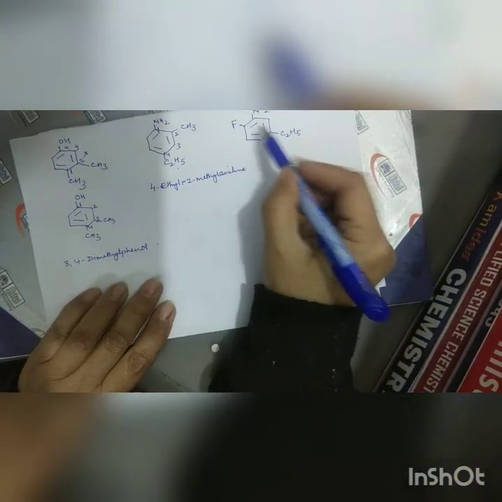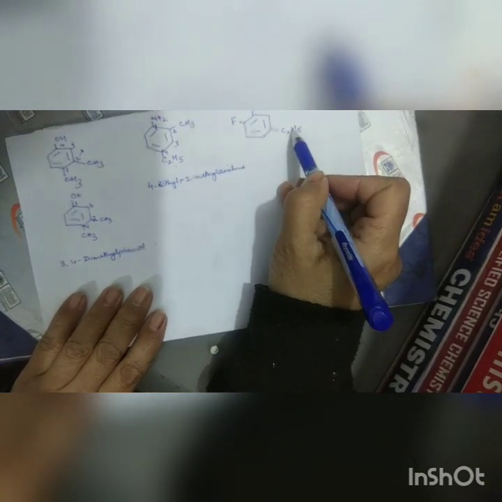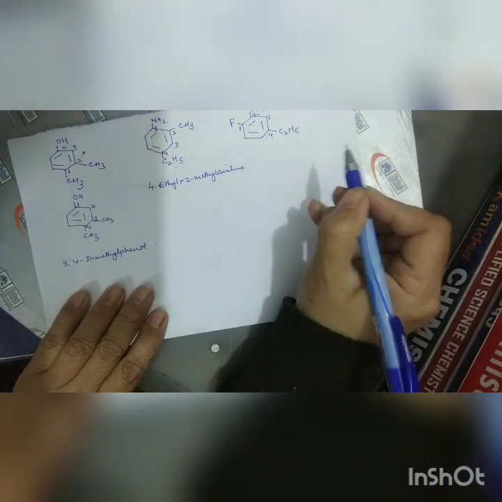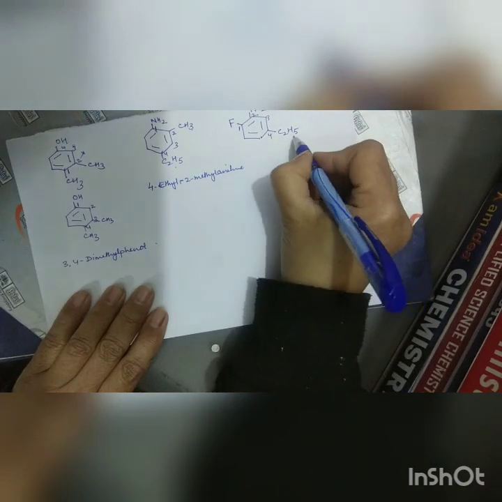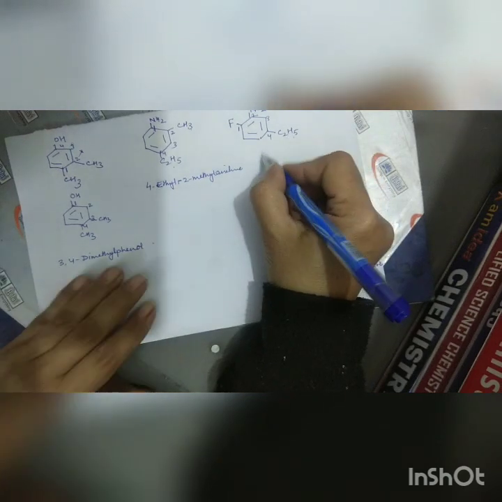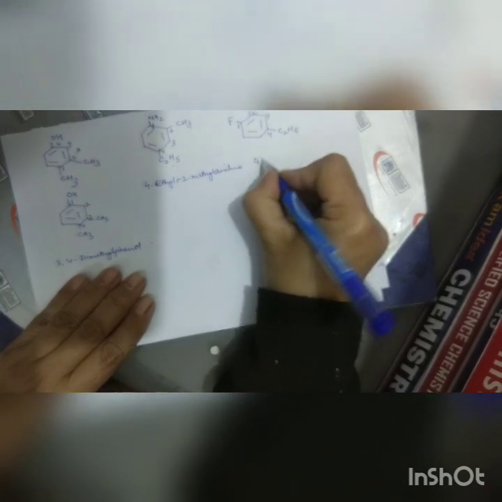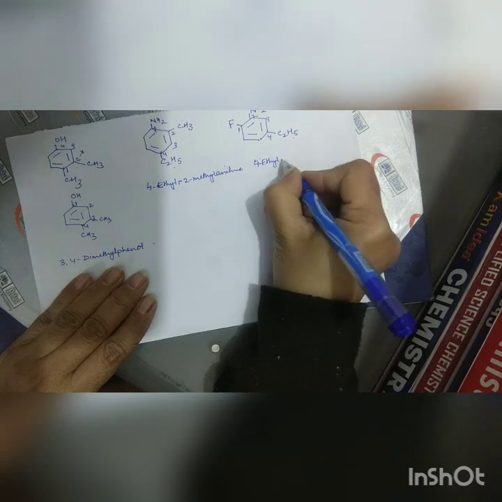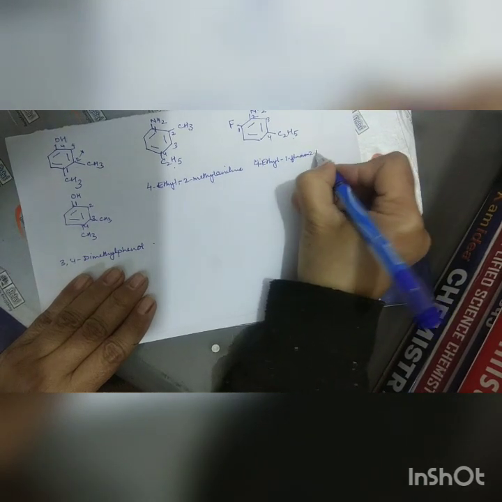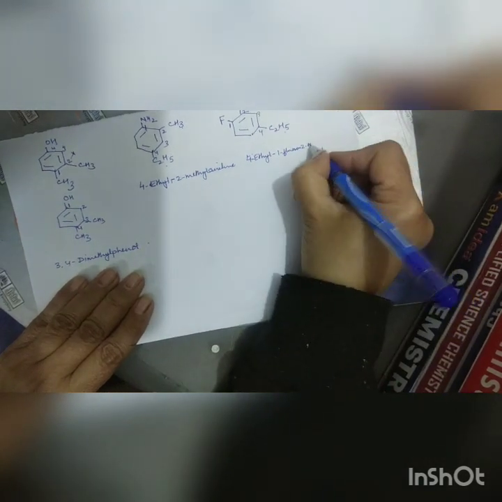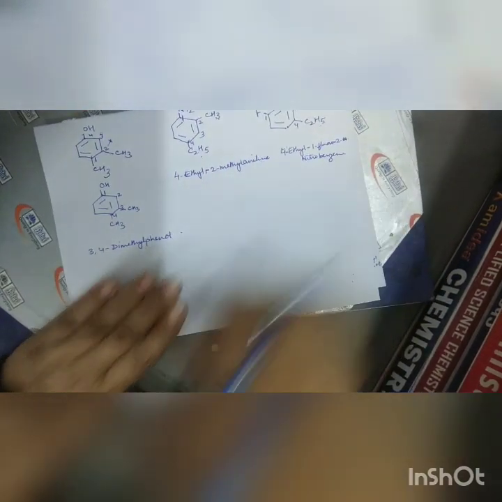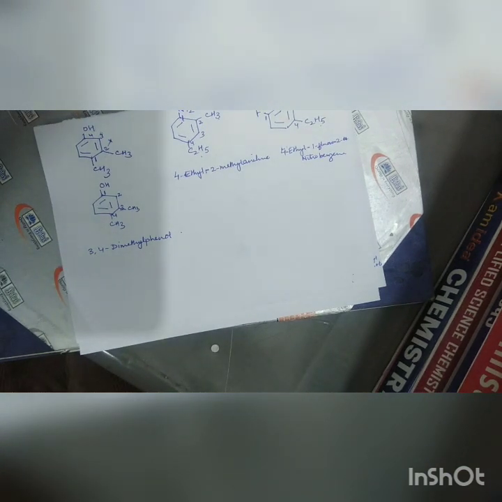Let us see this one. These are all low priority ones. So I will follow the general trend: 1, 2, 3, 4. Now this is ethyl, this is nitro, this is fluoro. So what should I do? First, 4-ethyl-1-fluoro-2-nitrobenzene. I'm unable to write here. Nitrobenzene. So this is the way you practice the substituted benzene nomenclature.